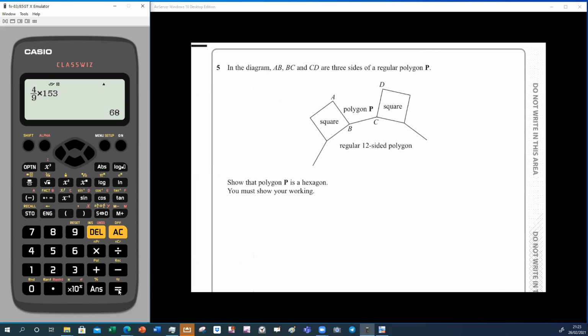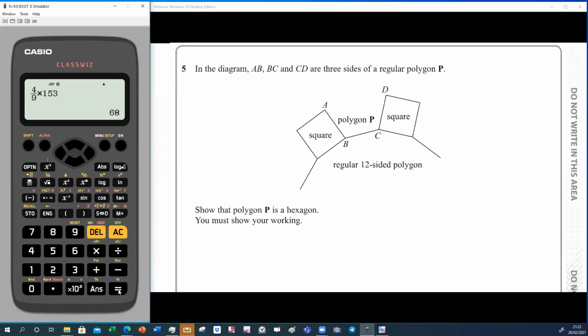Question number 5. Polygons, internal and external angles. Okay, Abu Bakr, you want to have a go at this one with me? Okay, sir. Read the question for me. Okay. In the diagram, AB, BC, and CD are 3 sides of the regular polygon P. Show the polygon P is a hexagon. You must show your working.